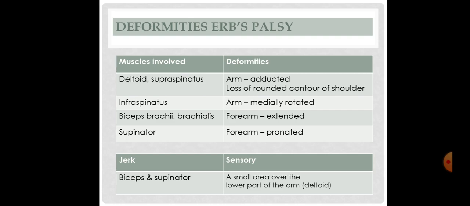Okay, next, in case of Erb's palsy, two jerks will be affected, and for this jerk C5 and C6 nerve roots are involved. One is biceps, another is supinator. Both these jerks will be lost. And last one, what will be the sensory disturbance? Sensory disturbance will occur in the lateral part of the arm, mainly in lower lateral part of the arm or lower lateral part of the deltoid.